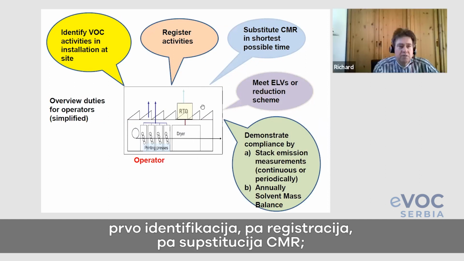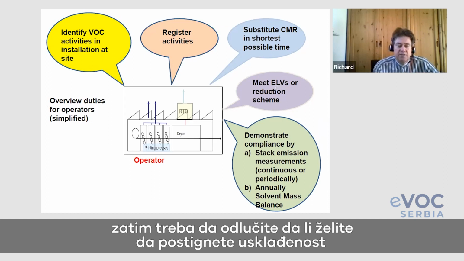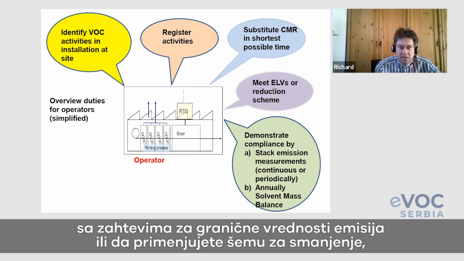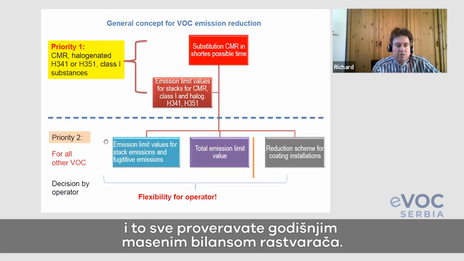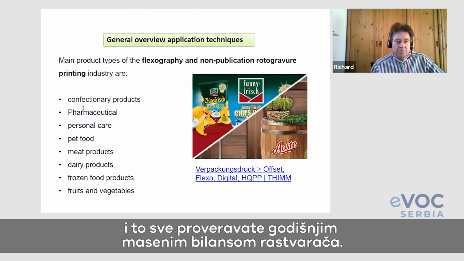Here again, the obligations for a printing unit. You must first do the identification, then you have to register, and substitution of CMR. You must then decide if you want to comply with the emission limit values or the reduction scheme. And of course, the compliance check you must do by the annual solvent mass balance.